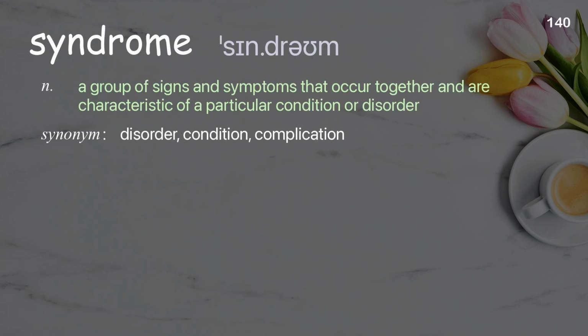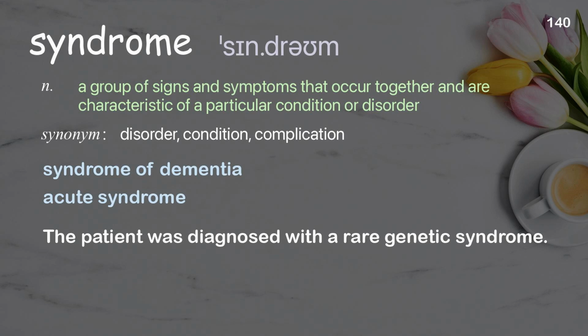Syndrome. A group of signs and symptoms that occur together and are characteristic of a particular condition or disorder. Examples: Syndrome of dementia, acute syndrome. The patient was diagnosed with a rare genetic syndrome.